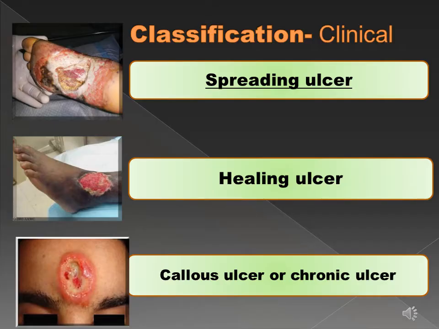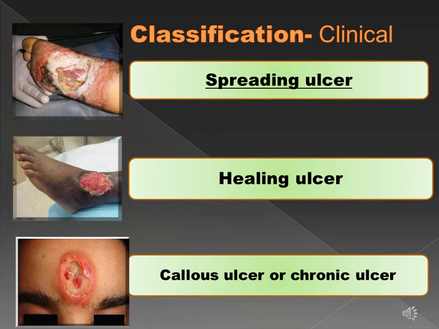So we'll start with the classification of ulcer. It is divided into 2 types: clinical classification and pathological classification. We'll start with the clinical one first. It includes spreading ulcer, healing ulcer and callus ulcer or chronic ulcer. Spreading ulcer: in this condition, the edge of the ulcer is inflamed and edematous. The floor is covered with slough or a pus discharge. This condition is painful.